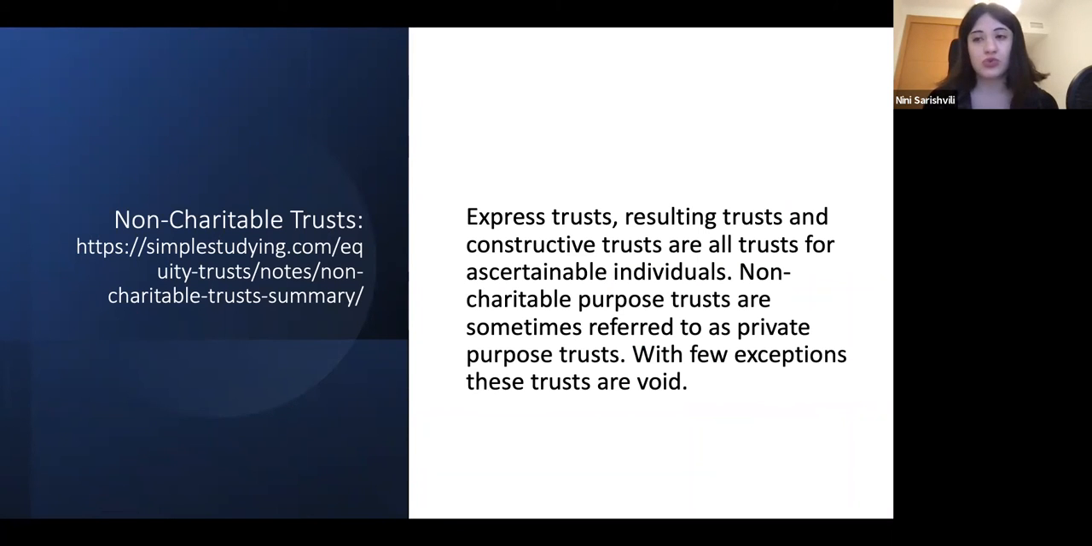Non-charitable trusts are also one of the topics that often come up on equity law examinations. We have very good notes on this that you can read on this link. Non-charitable trusts include express trusts, resulting trusts, and constructive trusts, which are all trusts for ascertainable individuals. Non-charitable purpose trusts are sometimes referred to as private purpose trusts, and they are all void.